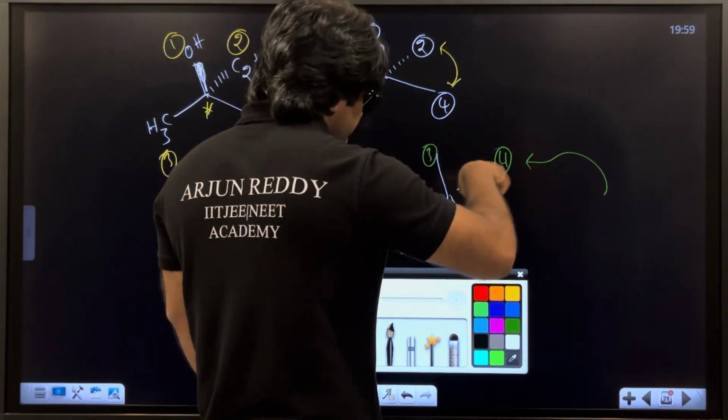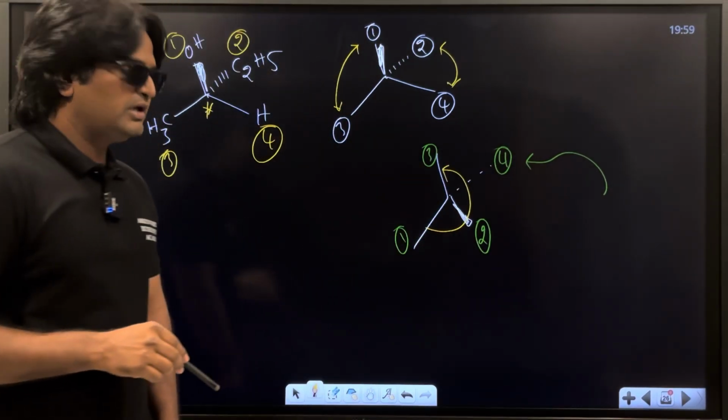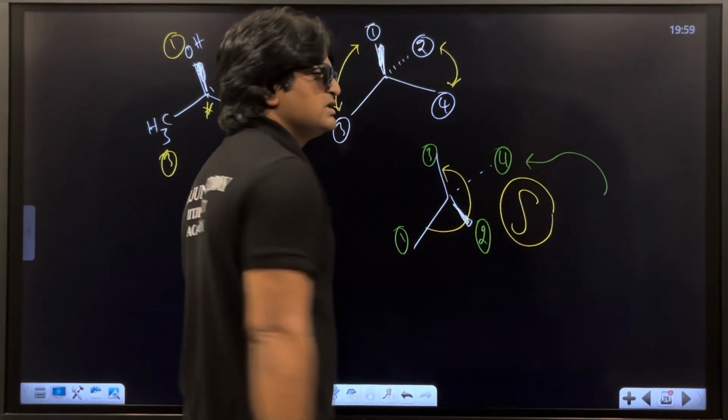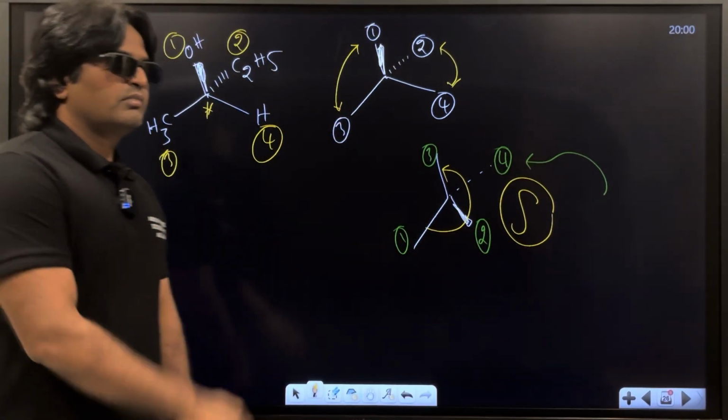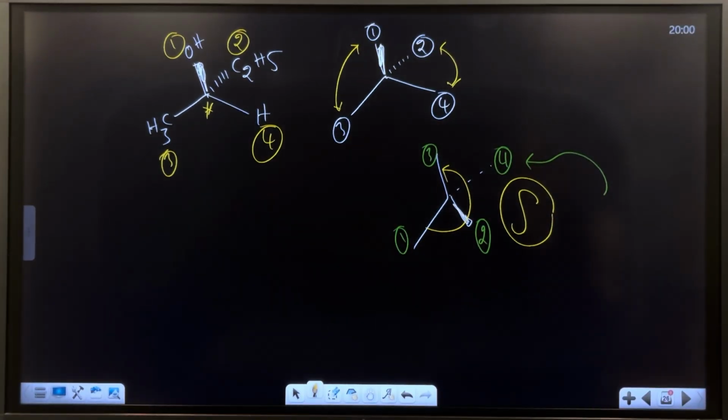Then you look at the priority direction. 1, 2, 3. What is the priority direction? Anti-clockwise direction. Then what is the configuration? Yes, S configuration. Okay. So that is the way of giving RS configuration.